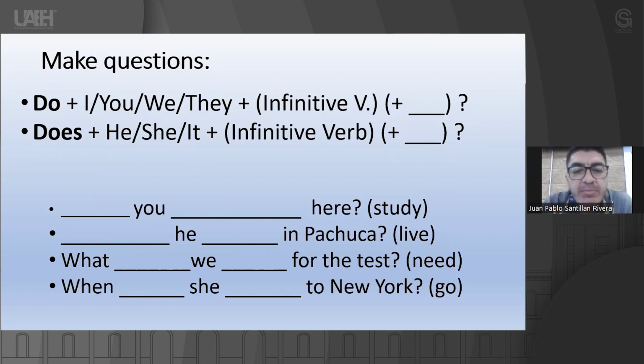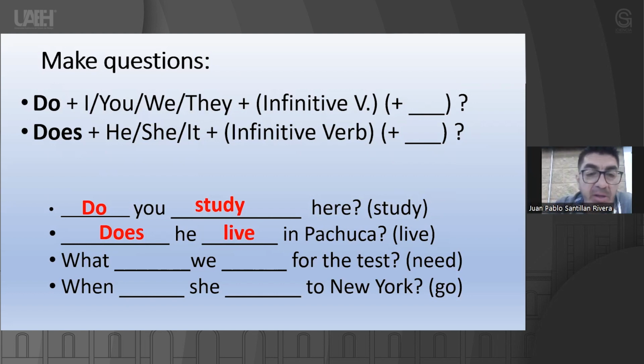In the first example, we have something, you, something here. And we have the verb study. If we go to the structure, we have you, we notice that we need do. Do you? What is next? The verb. Do you study? The base form, no change. Do you study here? Good. In the next example, we have he, something in Pachuca. By the structure, we notice that we need does. Does he live in Pachuca?